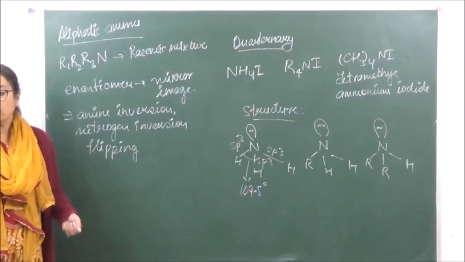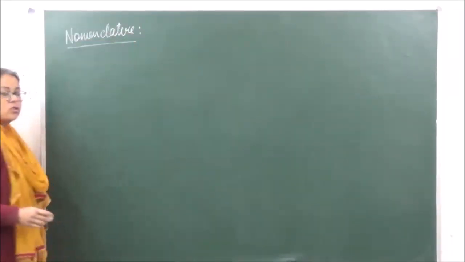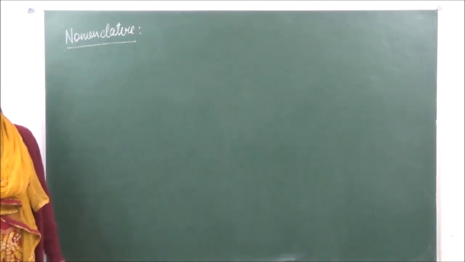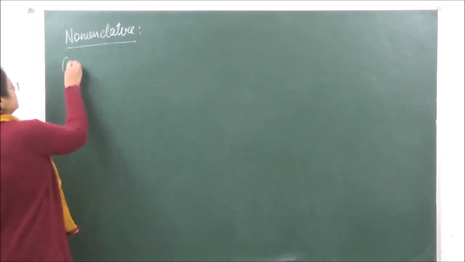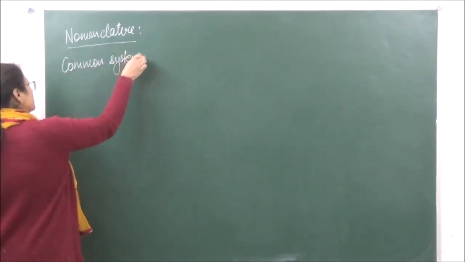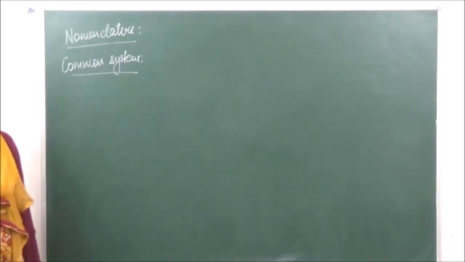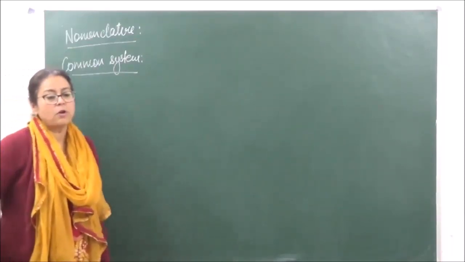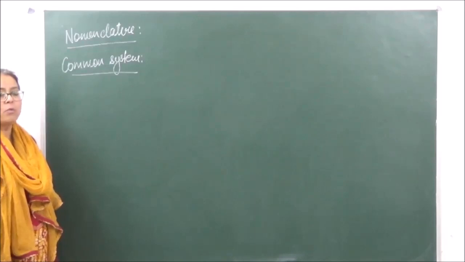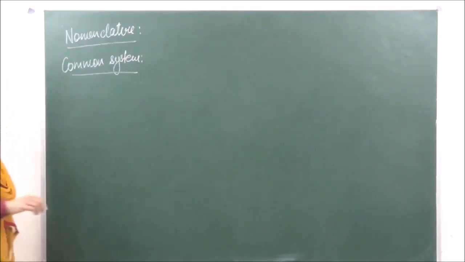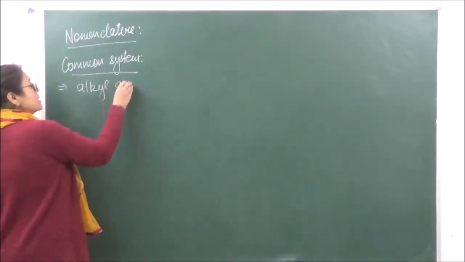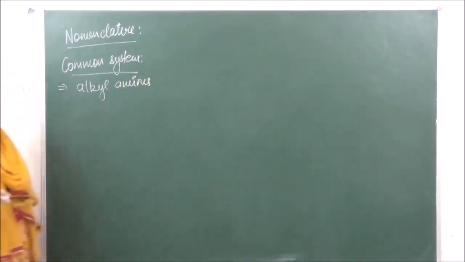Okay. Then let's go on to the nomenclature. Over here, we are going to do three systems of nomenclature. The first one which we are going to do is the common system of nomenclature. Now in the common system of nomenclature, these are going to be named as derivatives of ammonia, right? So in the common system they are generally named as alkyl amines. This is what the name is going to be for the common system.